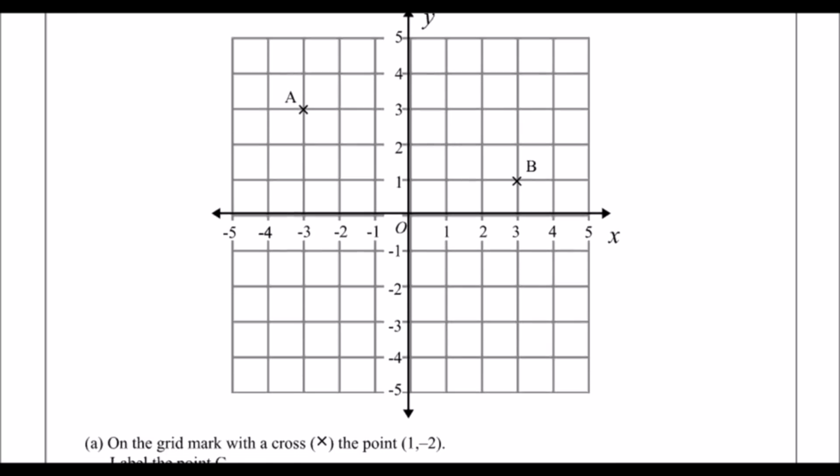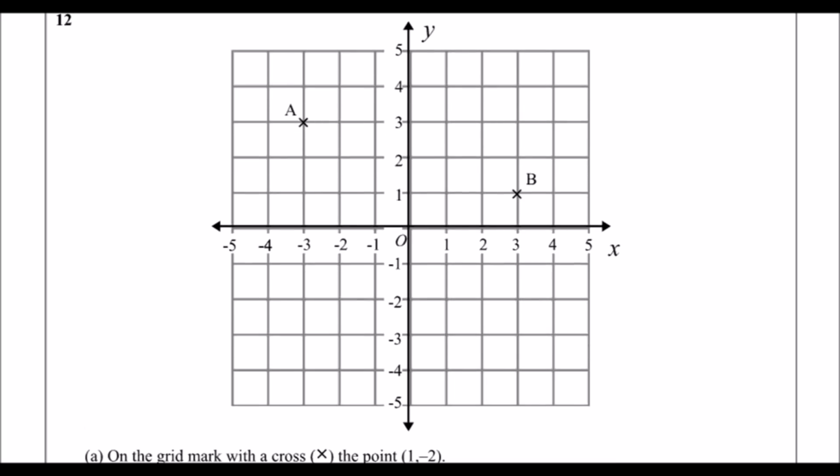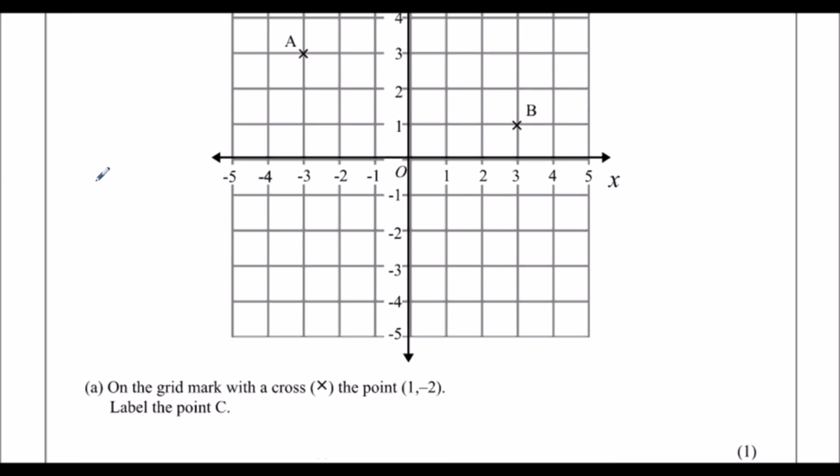Question 12. So we've got coordinates. On the grid, mark with a cross the point 1, minus 2. So it goes x, then y. 1 on the x, minus 2 on the y. So there's point C.